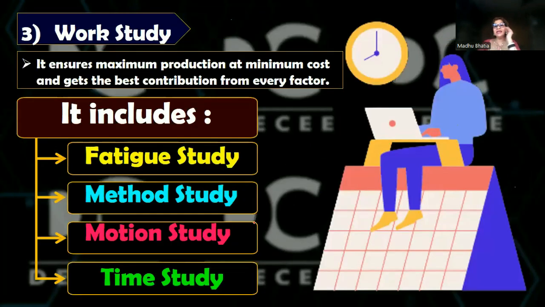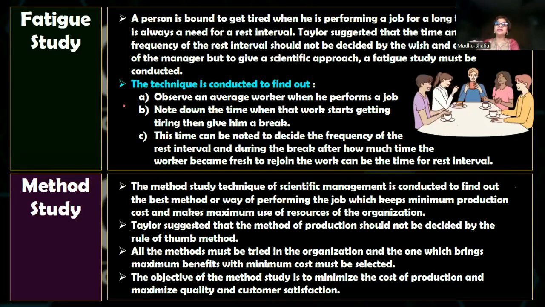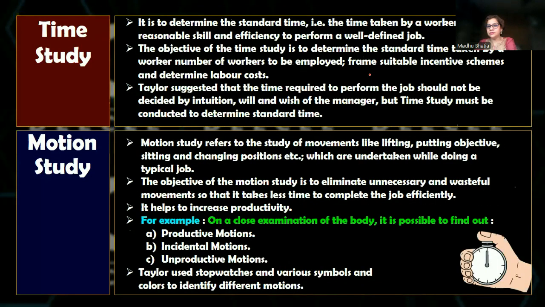Next is work study. I'll take it very fast now. So work study is a combination of 4 studies: fatigue, method, motion, and time. अब इसमें बहुत लंबा चौड़ा आपको करने का जरूरत नहीं है. Fatigue study. Every person, that is a human being, is bound to get tired after a certain period of time. Therefore, Taylor suggested 2 things. One is the frequency and the duration. So he suggested that the time and frequency, you can see these 2 words.